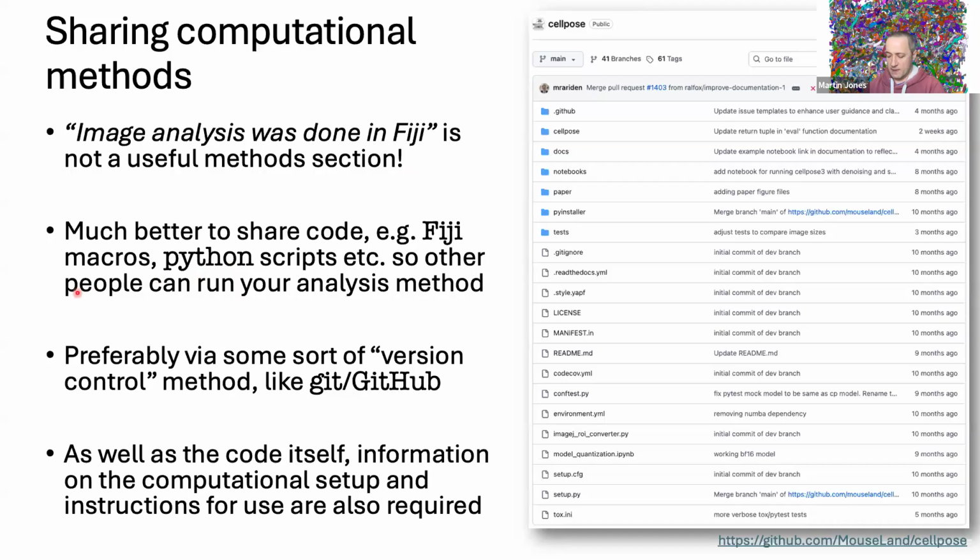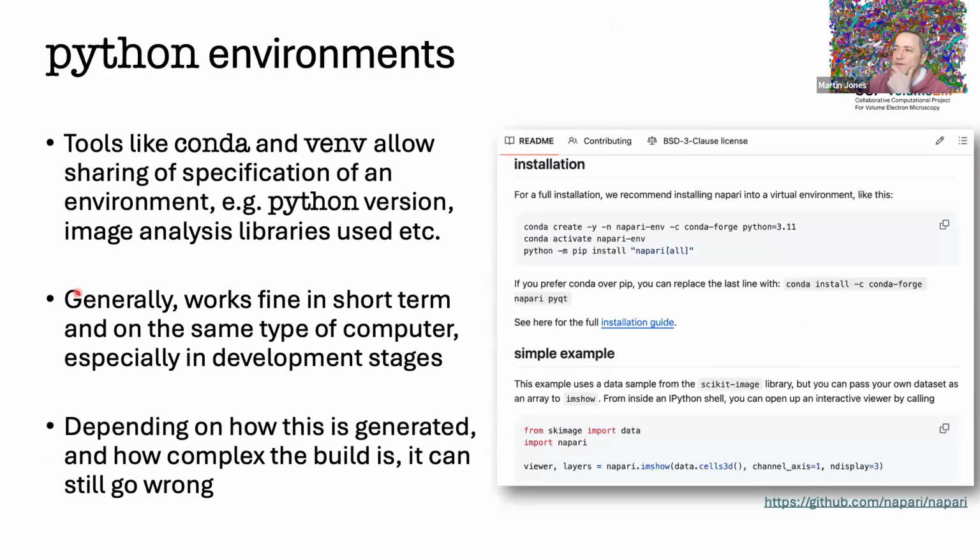And very often this is done via something like a Python environment, so something like Conda or a virtual environment, which allows a developer to specify: I use this Python version, this version of scikit-image or other computational libraries. This is how I combined them and ran my code on them. And this generally is fine.